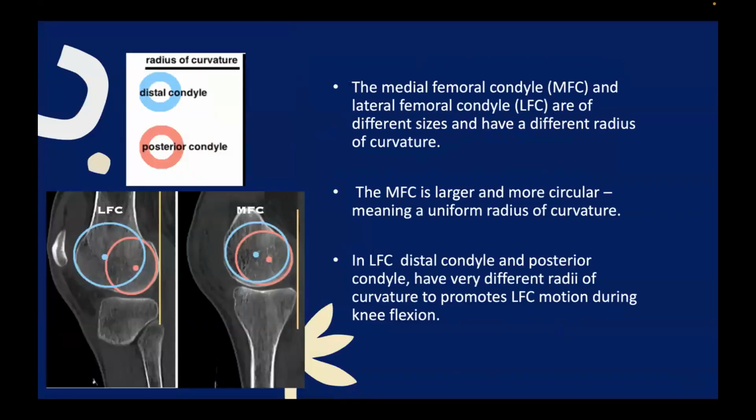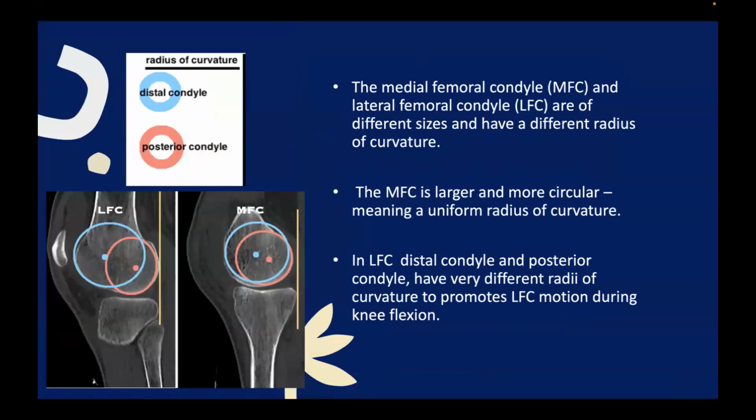Now, if you notice sagittally, the medial femoral condyle and the lateral femoral condyle are of different sizes and have different radii of curvature. The medial femoral condyle is larger, more circular, and has a uniform radius of curvature.